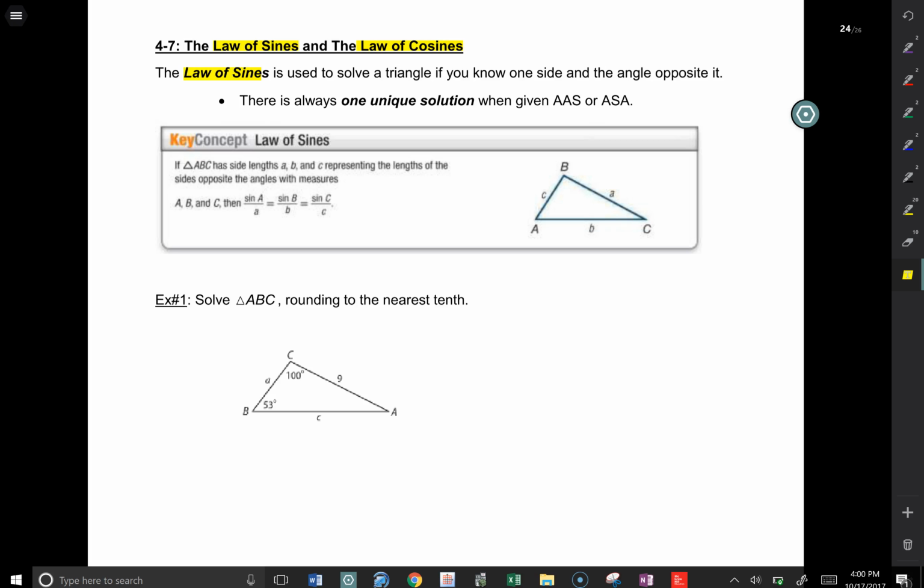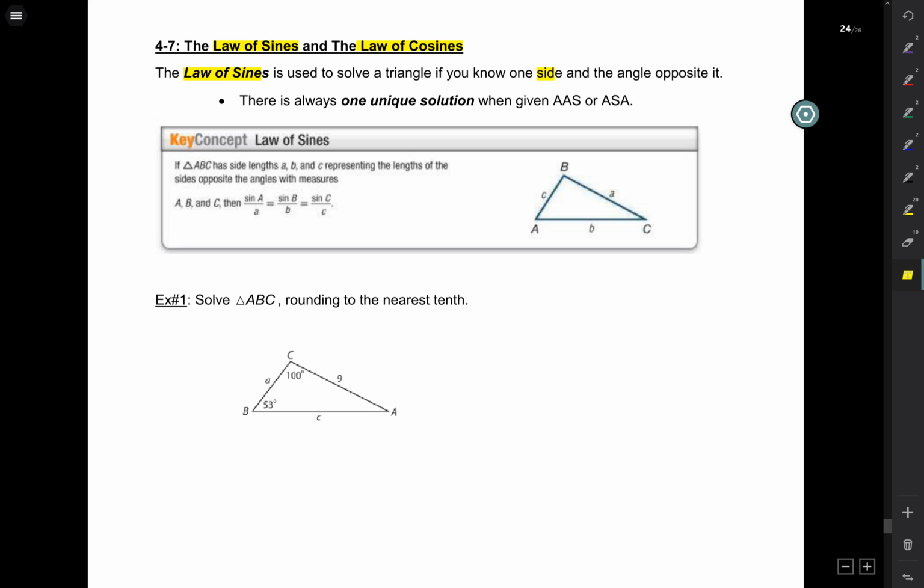Now the powerful thing about the law of sines is that you can use it for any triangle. It doesn't have to be just a right triangle. So it can be used for any triangle.